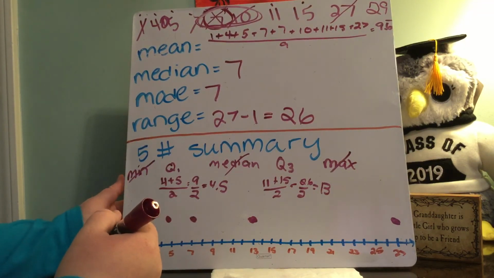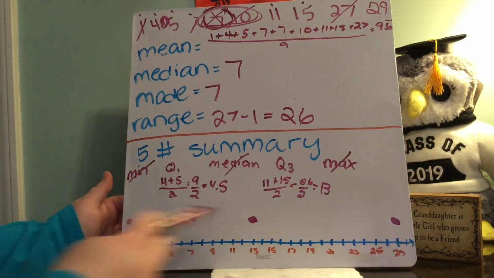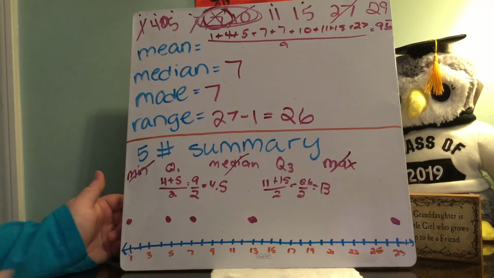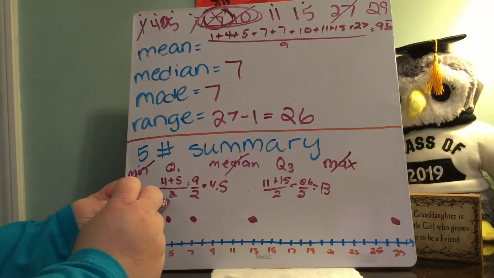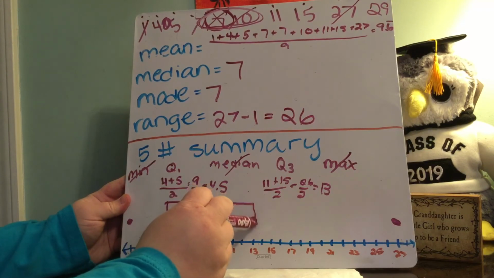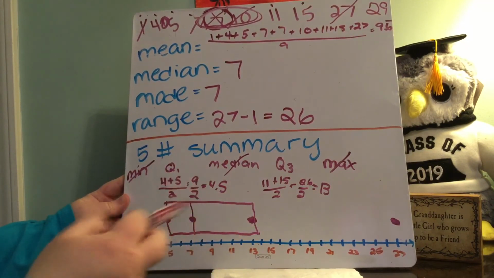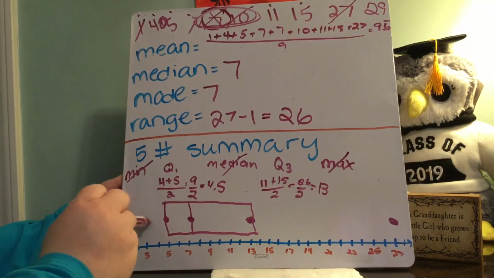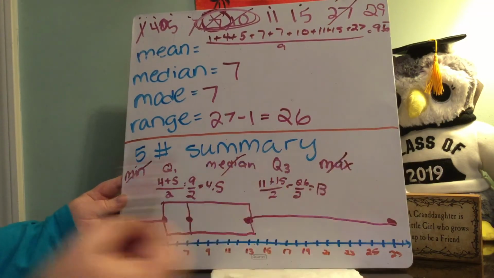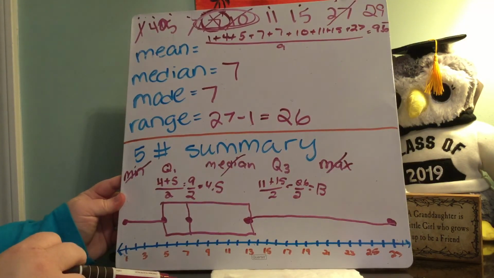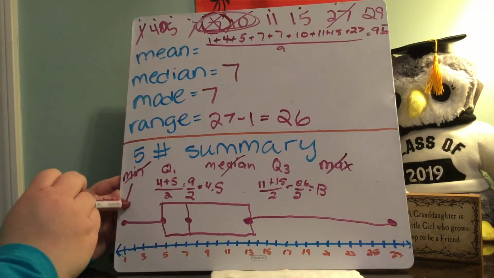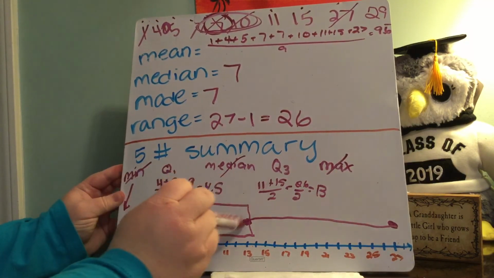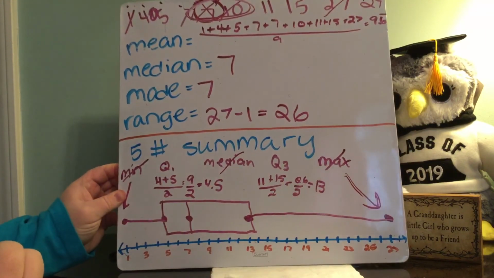So to finish off our 5-number summary down here, this doesn't look like our box and whisker plot. It just looks like a bunch of dots above a line. So we need to put it together. I know that I'm going to have a box. The outside of the box are my quartiles, and the inside is my median. And then I just draw the whiskers, which are the lines to get to the min and the max. So here's our min, Q1, median, Q3, and max.